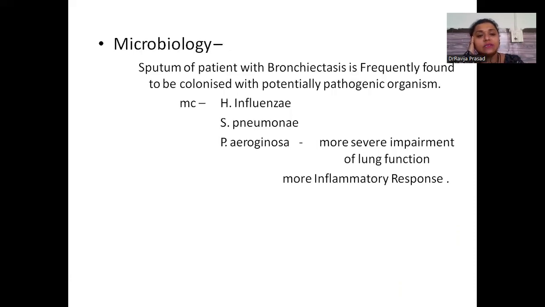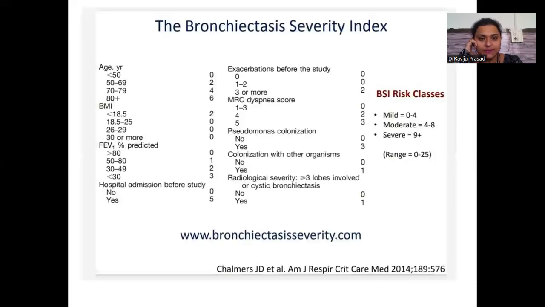Now, in the microbiology, the sputum of the patient with bronchiectasis is frequently found to be colonized with potentially pathogenic organisms. Microorganisms like Haemophilus influenzae, S. pneumoniae, and Aspergillus are associated with more severely impaired lung function and more inflammatory response.